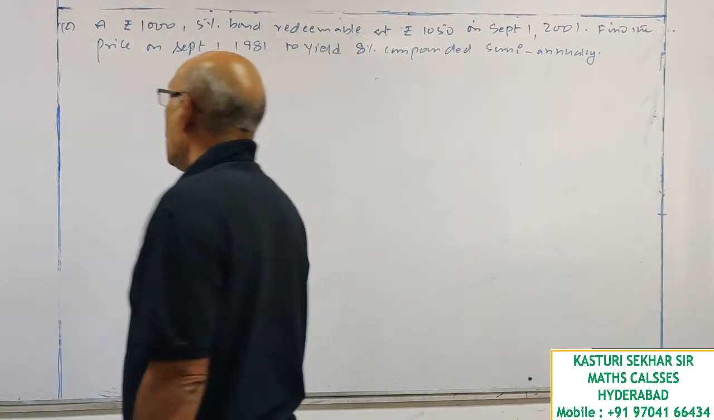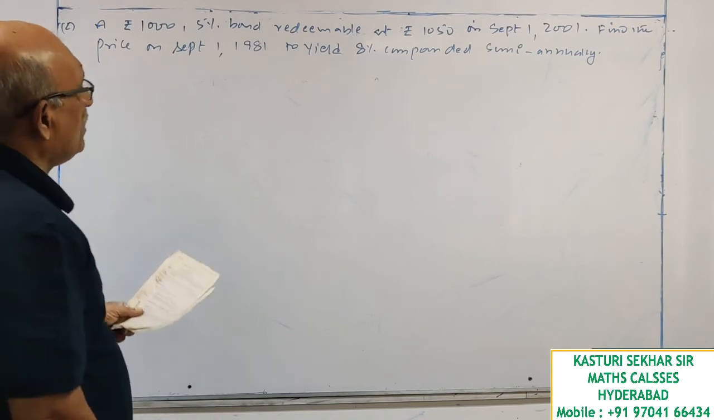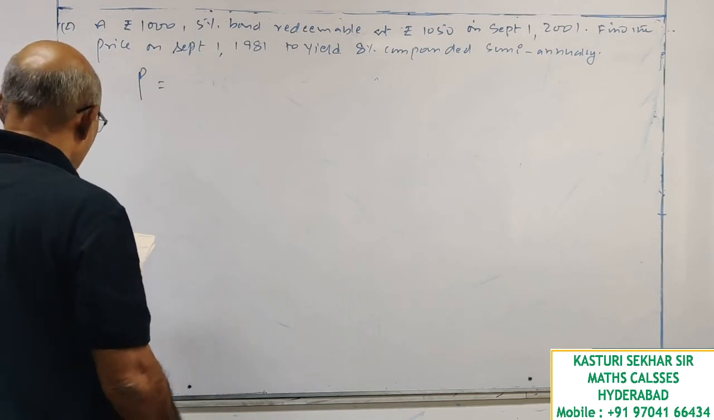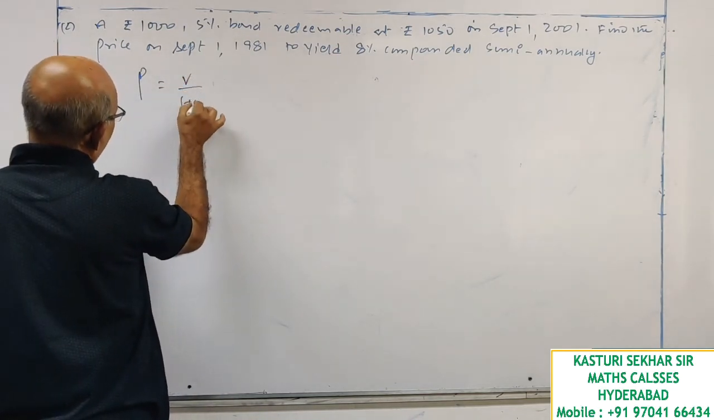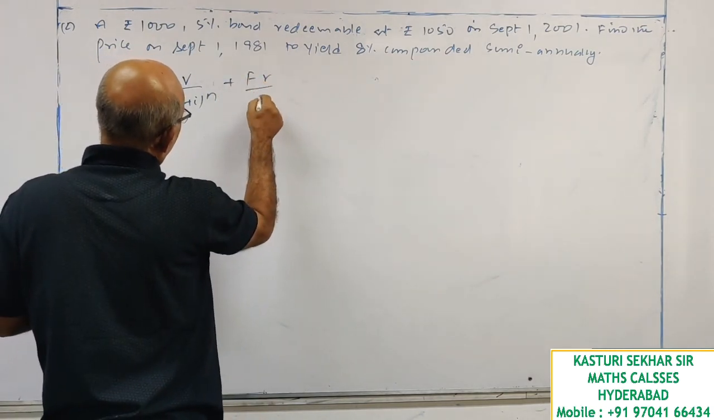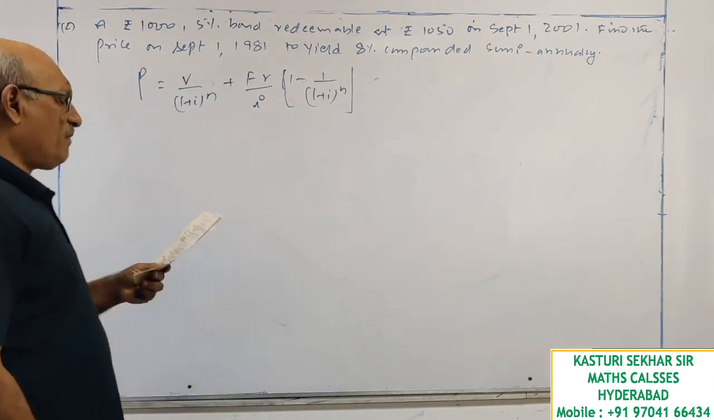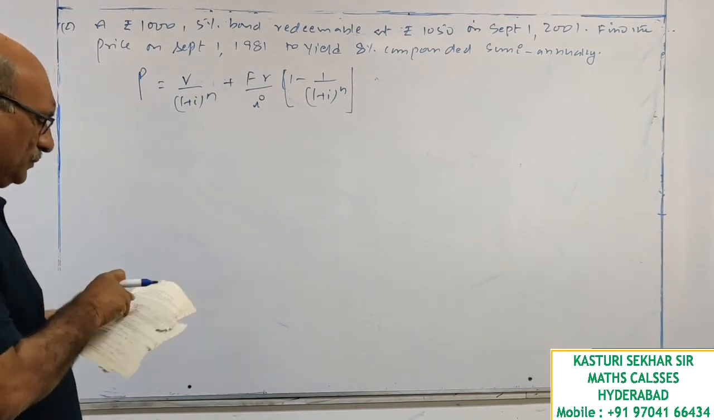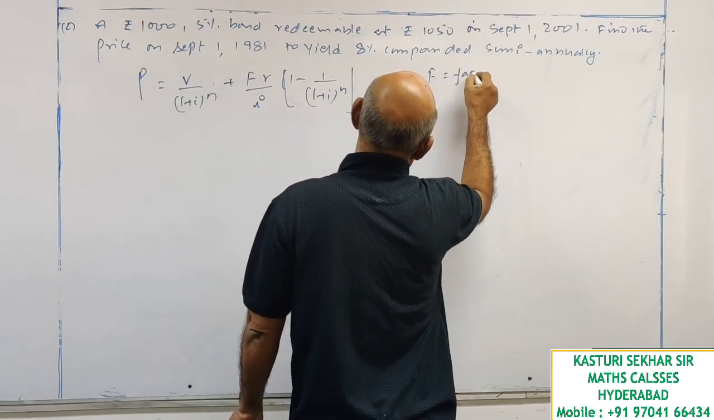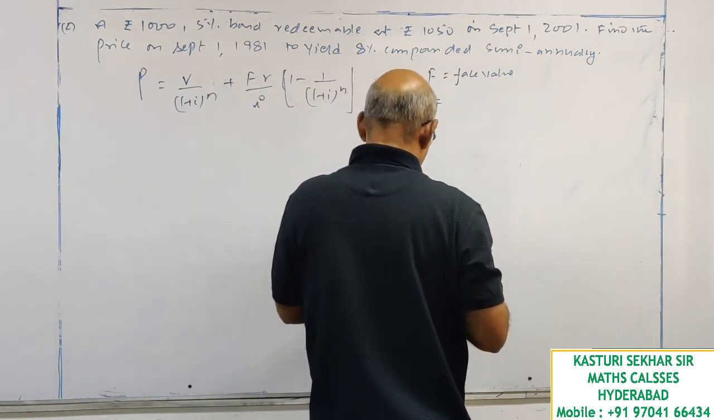Now, what is the purchase price? Find the price. Purchase price you have to calculate. Purchase price is equal to V by (1 plus I) whole power n, plus F r by I into (1 minus 1 by (1 plus I) whole power n). This is the formula where F is equal to face value, V is equal to redemption value.